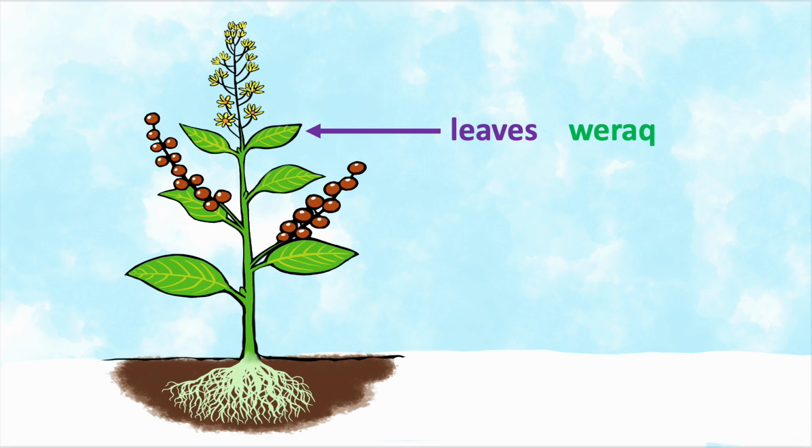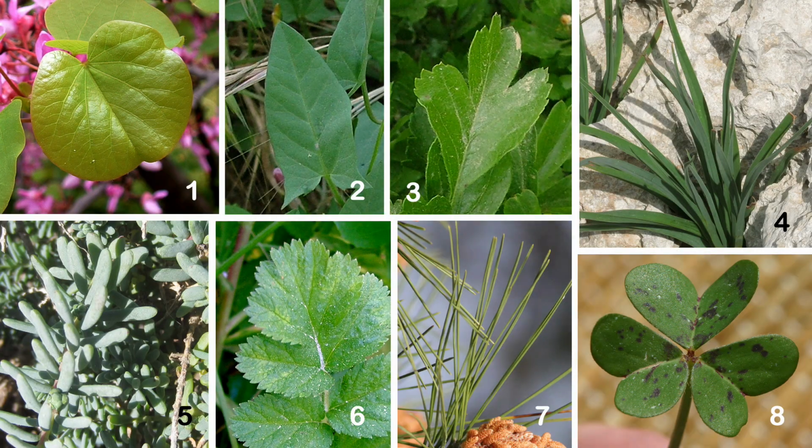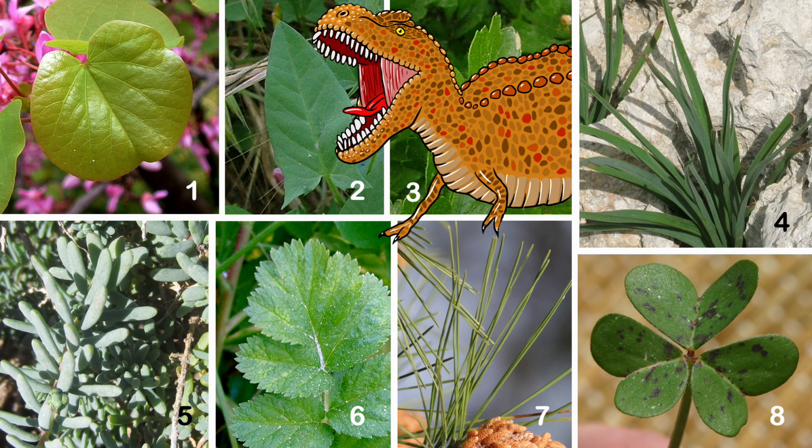Okay, so let's look at leaves now. There are many kinds of leaves. There are leaves that look like circles, like number 1, and leaves that look like hearts, like number 8. Number 7 look like toothpicks, and number 5 look like fat fingers. There's a leaf that looks a bit like a dinosaur footprint. Can you see it? Here it is. Ta-da!